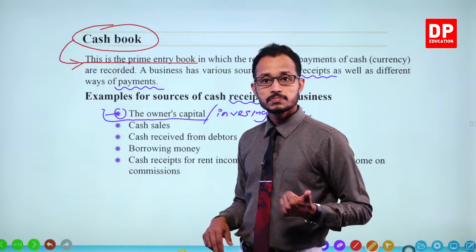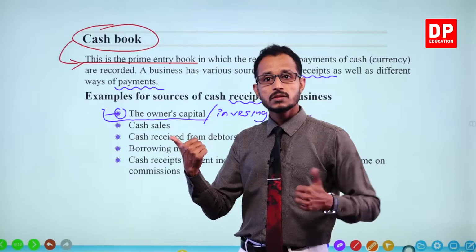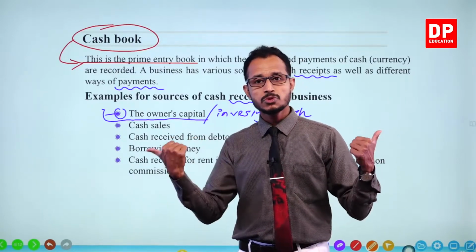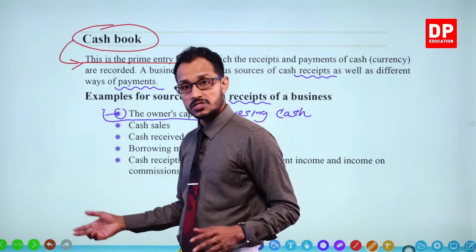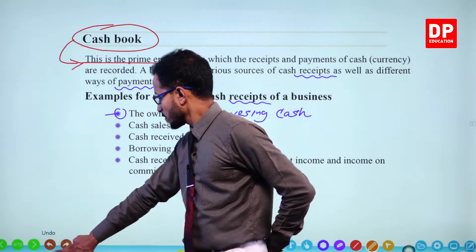Okay. Cash book and capital account. Cash book debit, capital account credit. Don't worry, we will learn these things in detail. All right.